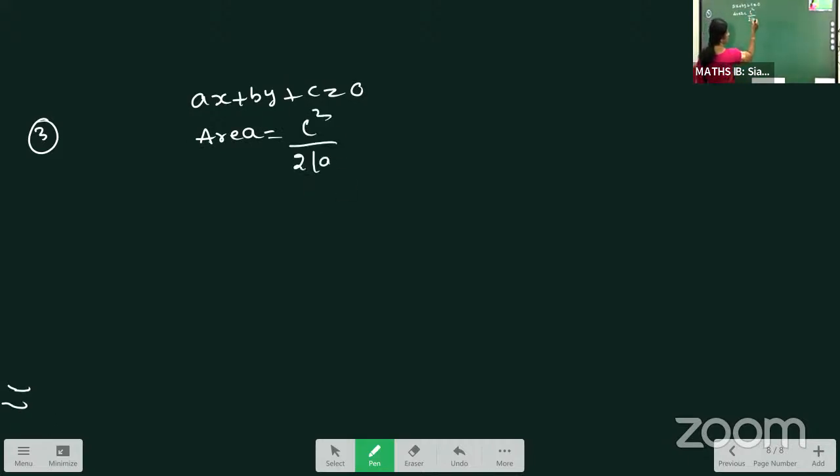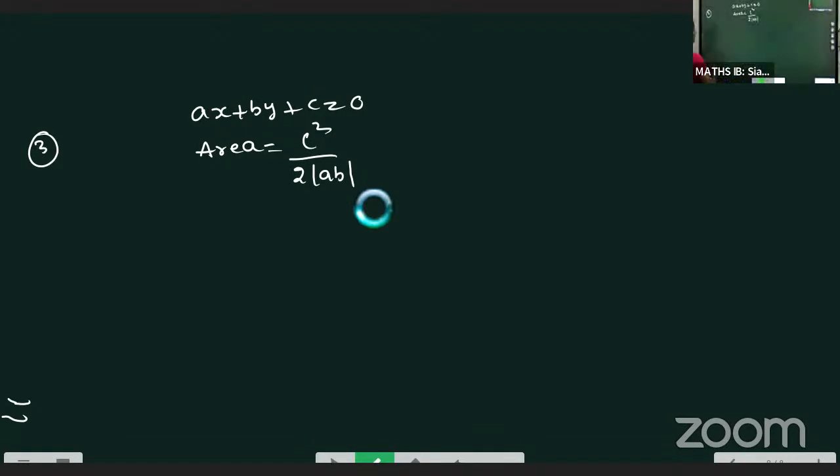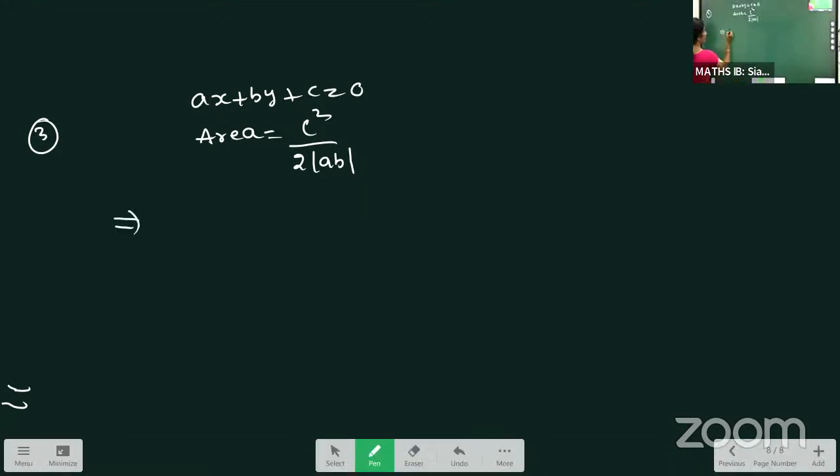Before going to that question, if a straight line is there, ax plus by plus c is the general straight line. What is area? There are 2 ways to write it. Area is equal to c square by 2 mod ab, if the straight line is in the form of ax plus by plus c equals 0. Suppose the given equation is in intercept form, like x by a plus y by b equals 1. Even then you can write the area. Area is equal to half mod ab.